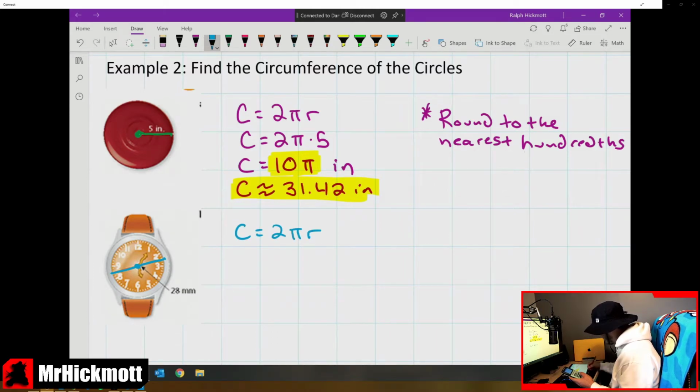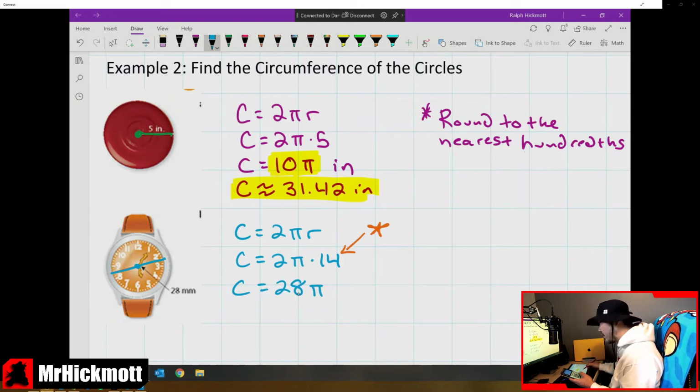2 pi R, and instead of using 28, I have to use 14. That's key, okay? So I'm going to put a little star there to make sure you note that. I'm going to use 14 because it's half of that diameter. Finishing this off, it becomes 28 pi. Even though we got 28 again, that does not represent the radius or diameter. It's just how the math came out.